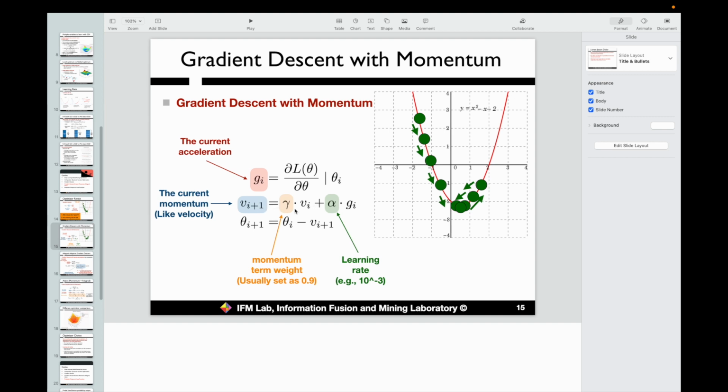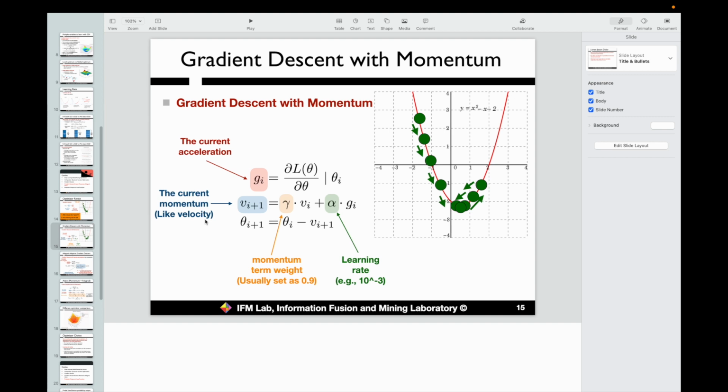It equals gamma times v i plus alpha times g i. Here v i denotes the speed at the previous location. We have a memory of the previous location, and according to the previous speed as well as the current acceleration, we can decide the current momentum, or the current speed, for updating the variables.